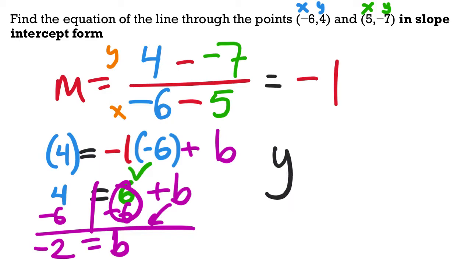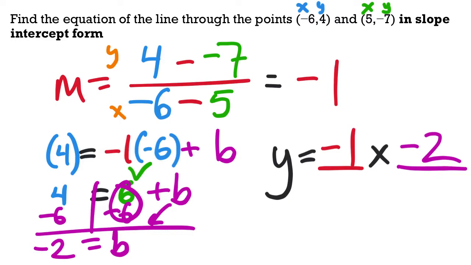So, finally, in slope-intercept form, the slope is the coefficient of x, and the y-intercept is just what we add or subtract to the x term. We know the slope is -1, and the y-intercept here is -2. That's it.